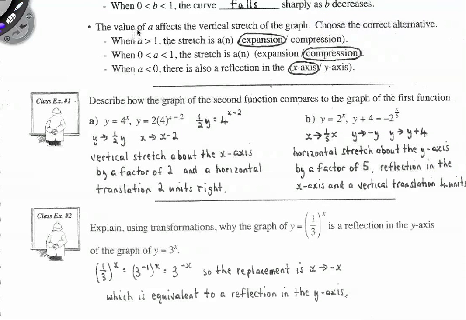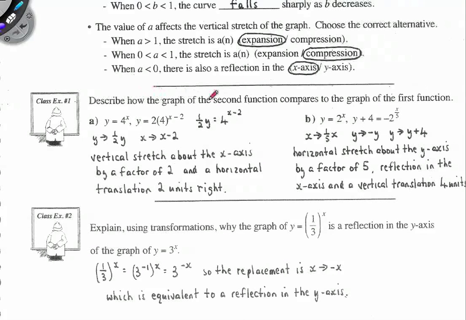The value of a affects the vertical stretch of the graph. Choose the correct alternative. When a is greater than 1, the stretch is an expansion, and when a is a fraction less than 1, greater than 0, it's a compression. When a is negative, less than 0, there's also a reflection in the x-axis.